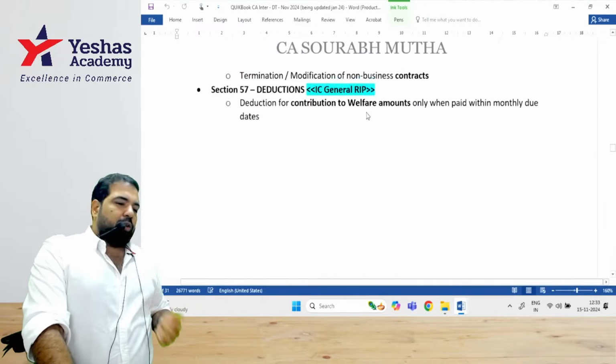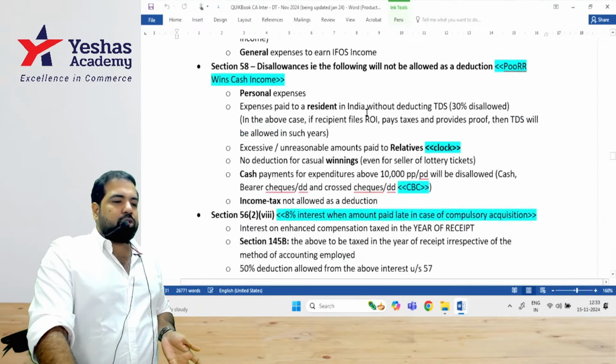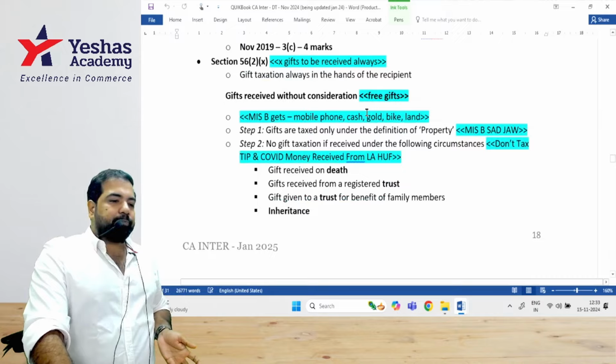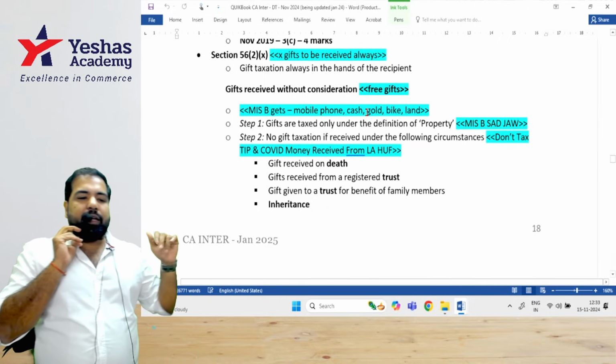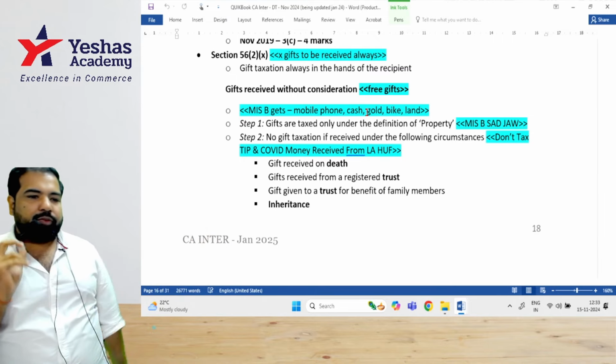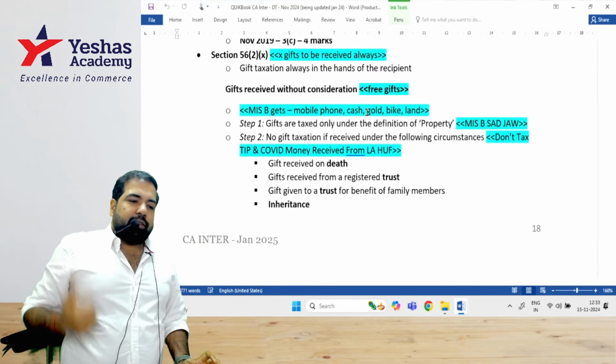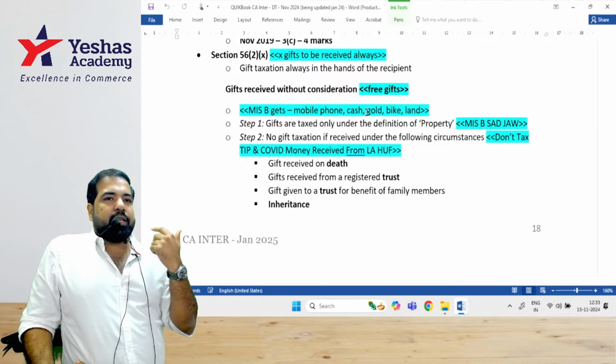Situations under which there is no gift tax, and tell me the situations under which there is no gift tax, guys. Good. CAT, TIP, and COVID money received from NAH. Guys, D for death, I for inheritance.